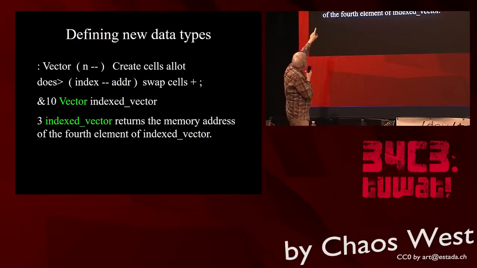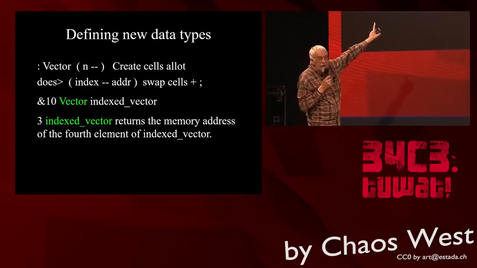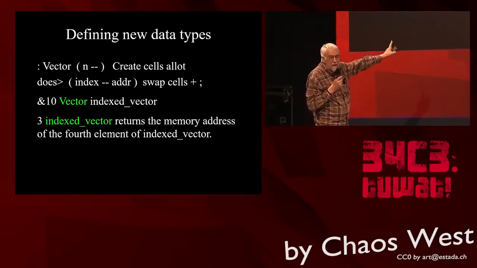So in this example, 10 vector indexed vector will automatically create a vector called indexed vector with 10 elements. And when we later on execute indexed vector, then the code between the does and the semicolon will be executed. And that means at the beginning we have an index on the stack, and in the end we have the actual physical address of the data item of that index location on the stack.